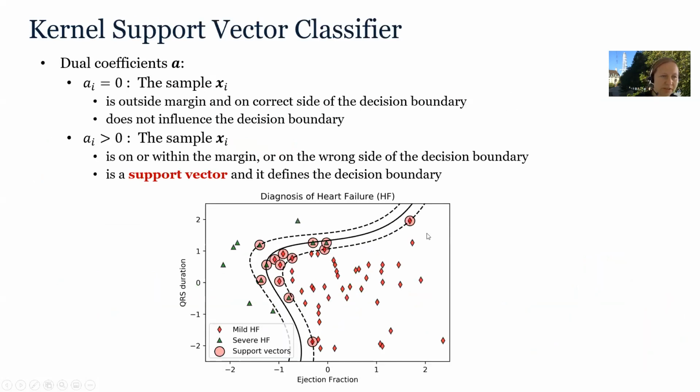So as we already said, the dual coefficients can be either 0 or larger than 0, so positive, never negative. And if they are 0, they are outside the margin and on the correct side of the decision boundary. So that's these red diamonds here or the green triangles here. And if they are positive, then they are the support vectors, and they can be on the margin, within the margins, or on the wrong side of the decision boundary. We don't have an example like that here.